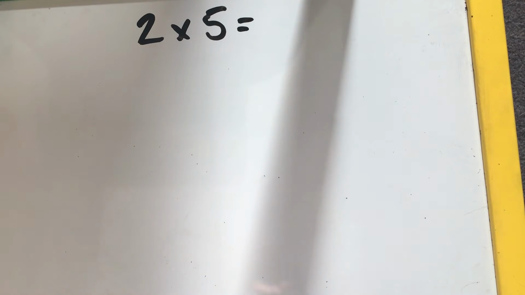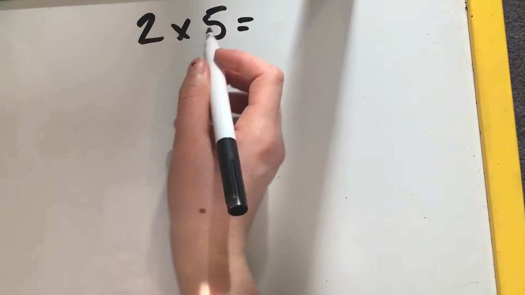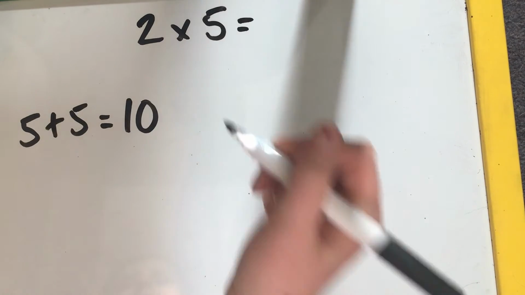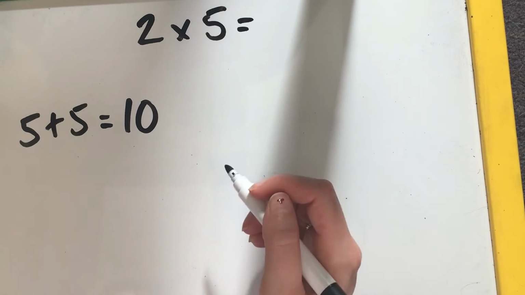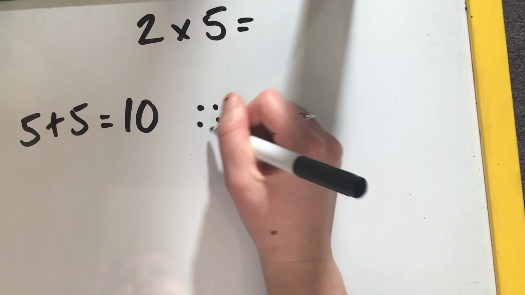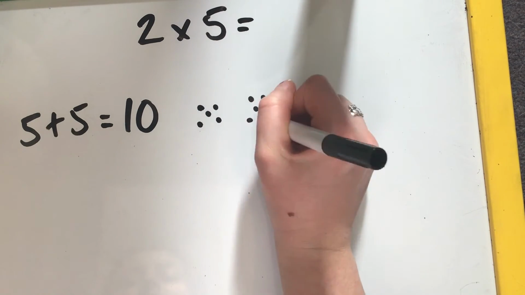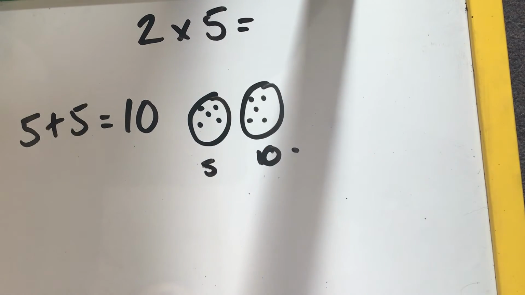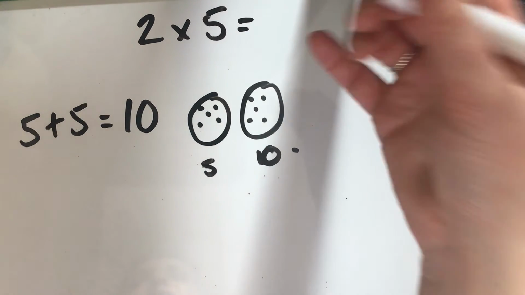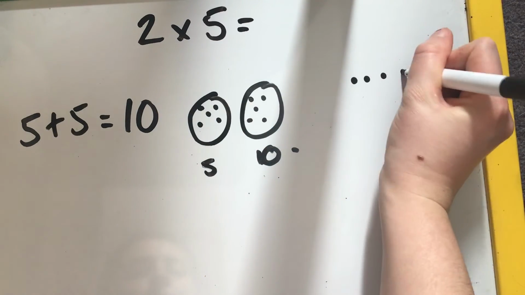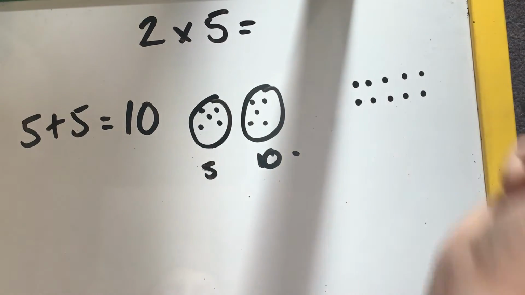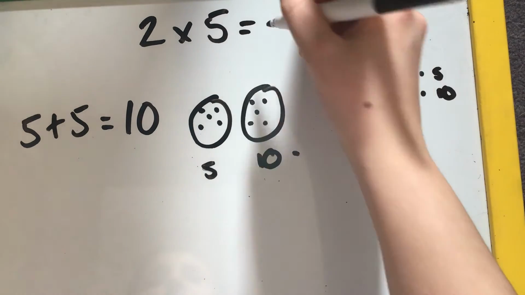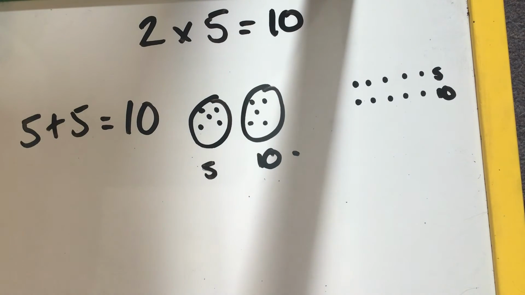You could use repeated addition, which for this one is 2 times 5, so we'd have 2 lots of 5. So 5 add 5. You could use grouping, so we'd draw 2 groups of 5. 5, 10. Or you could use arrays, and we'd have 2 rows of 5. So whichever method you'd like to use, use that to help you to find the answer.